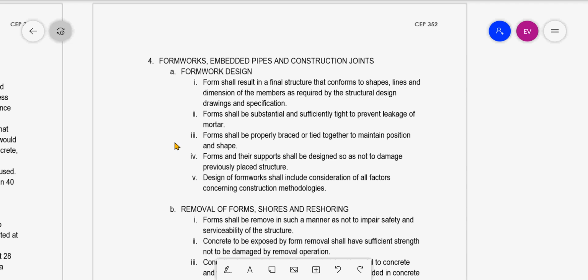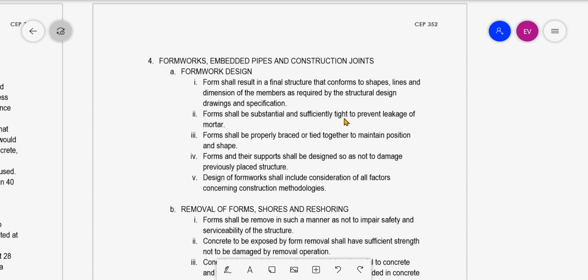So for your section 4.A, formwork design, the following are the guidelines to ensure that the formworks shall not affect the quality of your concrete. Form shall result in a final structure that conforms to shapes, lines, and dimensions of the members as required by the structural design drawing and specifications. Form shall be substantial and sufficiently tight to prevent leakage of the mortar.